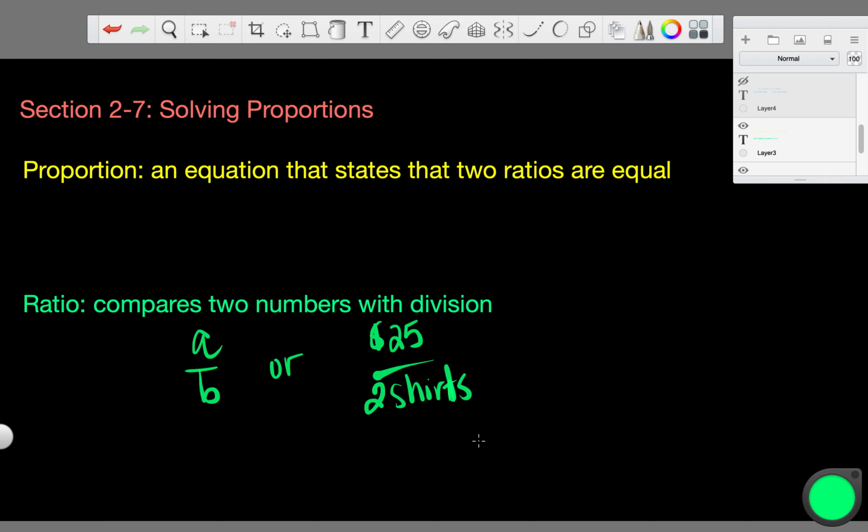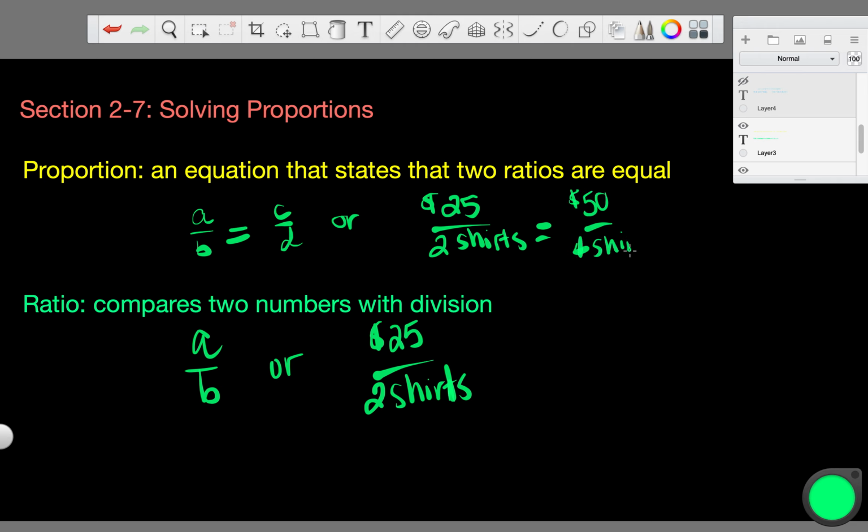Okay? If I take a step up and I look at proportions, it's an equation. What this means, you see this word equation, you automatically know that there is an equal sign, okay? So it's an equation that states that two ratios are equal. A over B equals C over D. Or $25 over two shirts equals $50 over four shirts. So it's representing two ratios that are equal, okay?